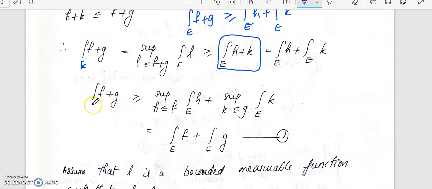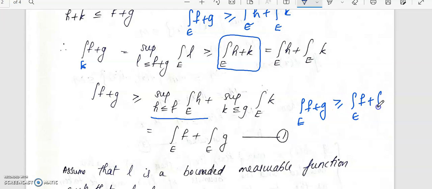So we will get integral f plus g greater than or equal to, this is true for all such h and true for all such k. So it will be true for supremum over h less than or equal to f, integral over h, and supremum over k less than or equal to g, integral over k. Now by definition, this supremum denotes integral f and this denotes integral g. So we will get integral over E f plus g greater than or equal to integral over E f plus integral over E g. So that is the first part of the result.